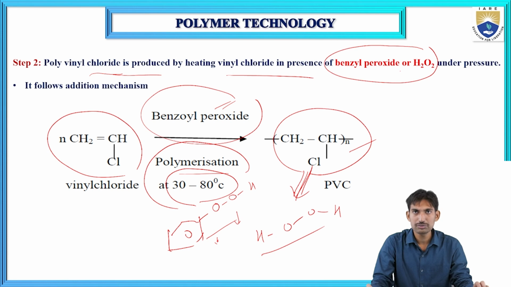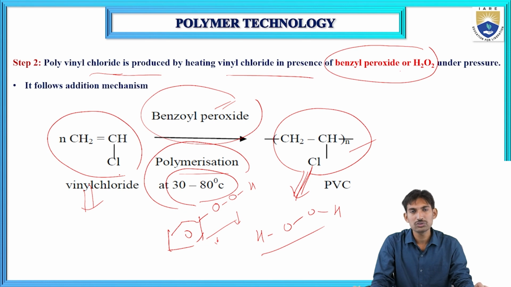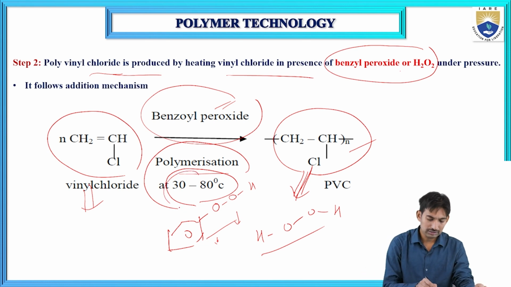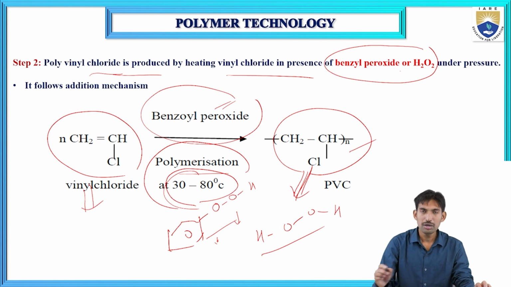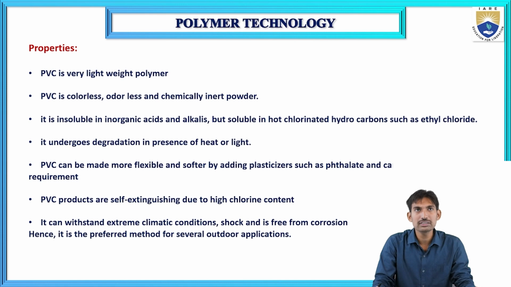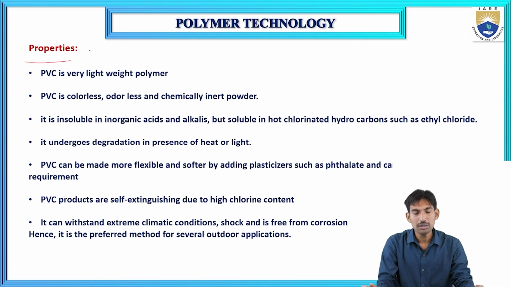The polyvinyl chloride is prepared from the monomer vinyl chloride in the presence of benzoyl peroxide or H2O2 as a catalyst, and the temperature is 30 to 80 degrees centigrade. The monomer is vinyl chloride. The product is polyvinyl chloride. The polyvinyl chloride is an example of a thermoplastic. See the properties of polyvinyl chloride. First, we have seen the preparation of polyvinyl chloride from vinyl chloride, which is synthesized from acetylene gas and hydrochloric acid. In the next step, we are going to study the properties of polyvinyl chloride.